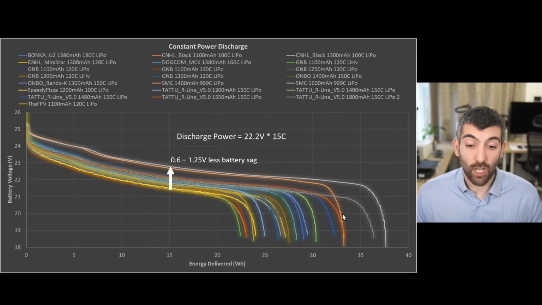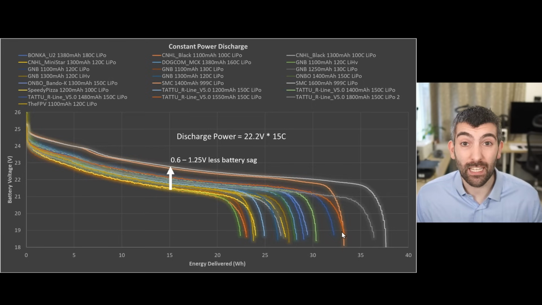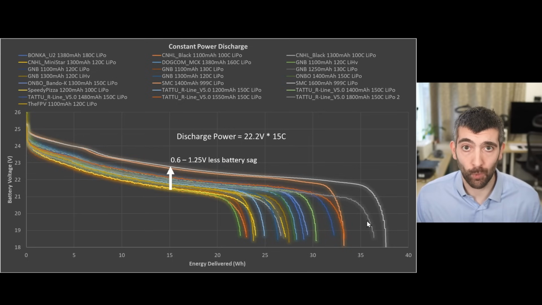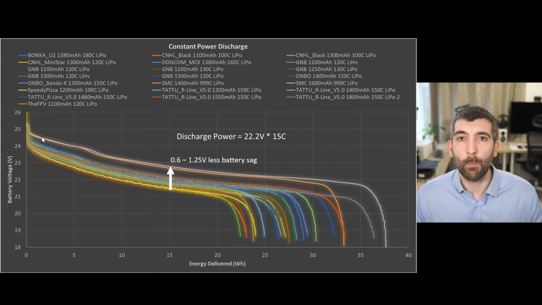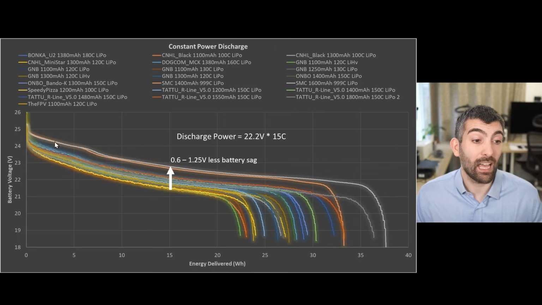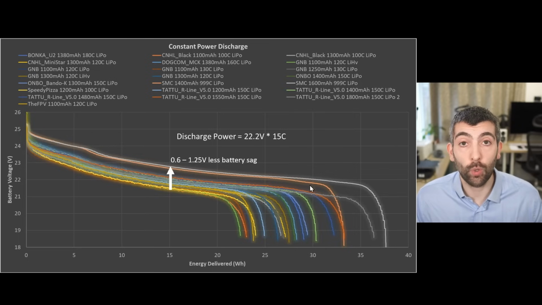The SMC 1400 is delivering about the same amount of energy as the Tattoo R-Line V5 1550, which is a much heavier pack. And the SMC 1600 actually delivers more energy than the Tattoo R-Line V5 1800, which weighs about 20% more than it. And the reason that they're able to do this is because when you're holding a much higher voltage during discharge, that means that every milliamp hour that you deliver contains more energy, because energy is the milliamp hours times the voltage. And that allows a smaller pack to deliver more energy than a larger pack. It just all comes down to the voltage.